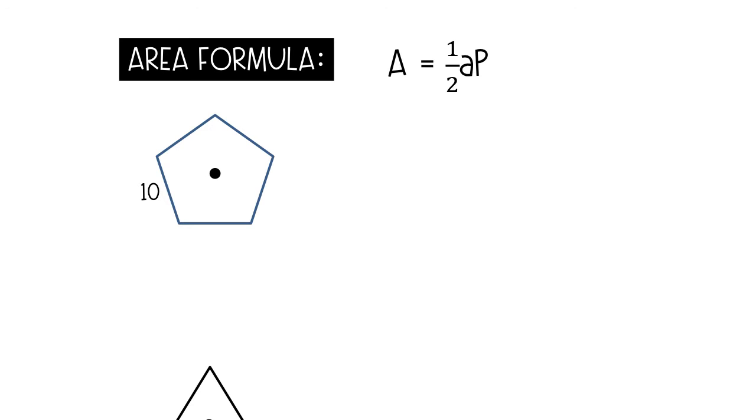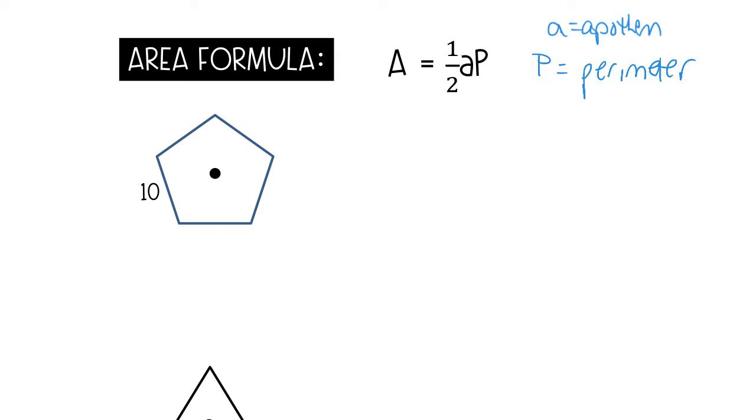The area of a regular polygon is 1/2 times a, where little a is the apothem, times P, where P is the perimeter. So P is perimeter. It's going to take us a handful of steps to figure this out, but we can totally get it.